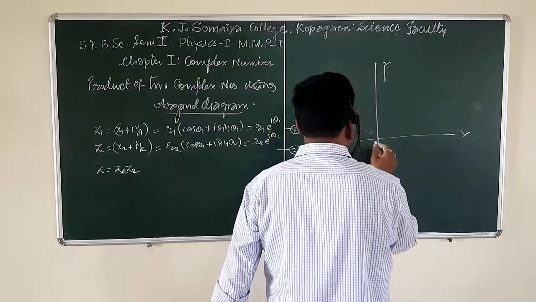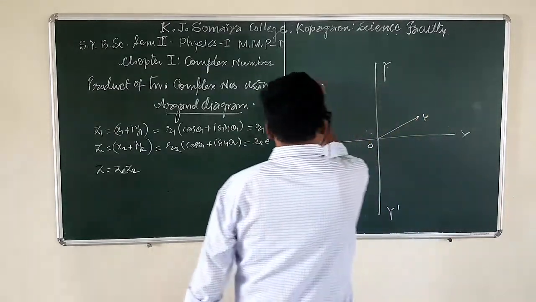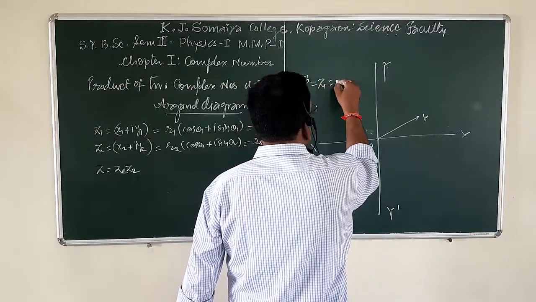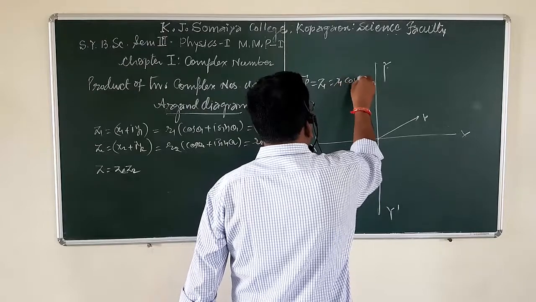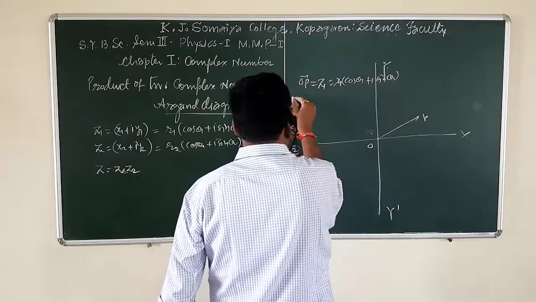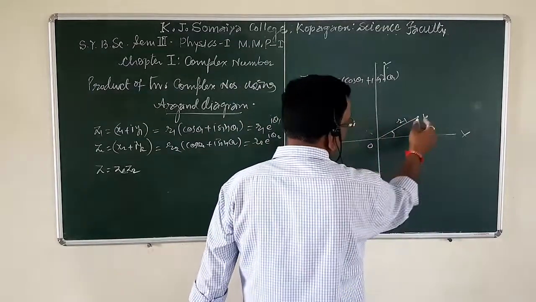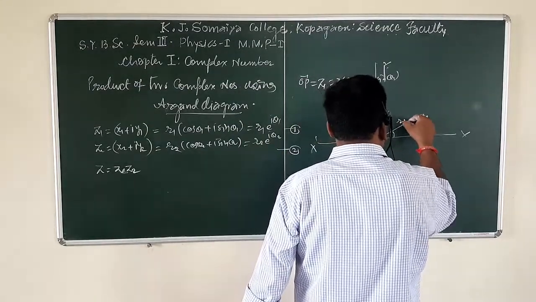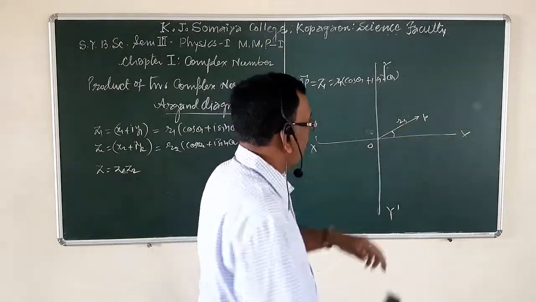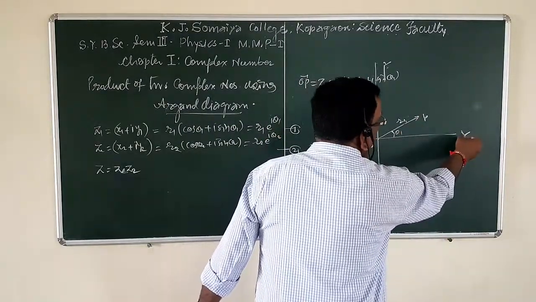This is an Argand diagram. Consider the first vector, vector OP. Vector OP gives the first complex number, that is z1 is equal to r1 cos theta 1 plus i sin theta 1. This vector OP represents the first complex number, where r1 is the modulus of the complex number, and theta 1 is the phase angle made by this vector OP with x-axis.